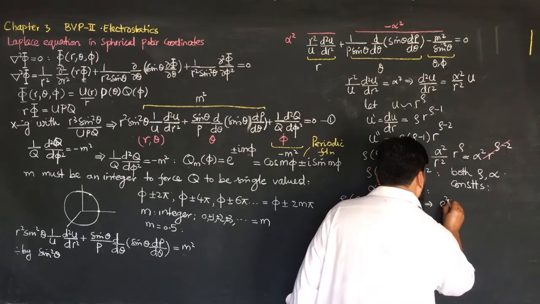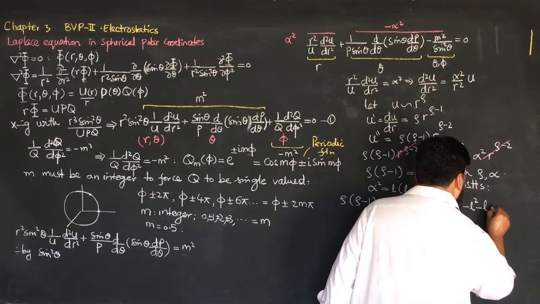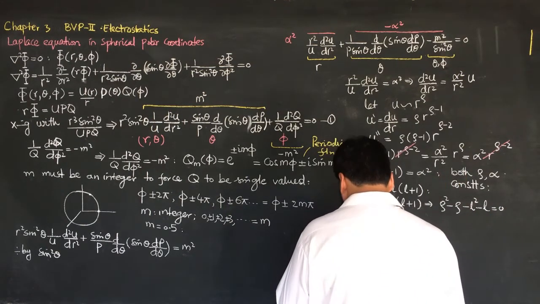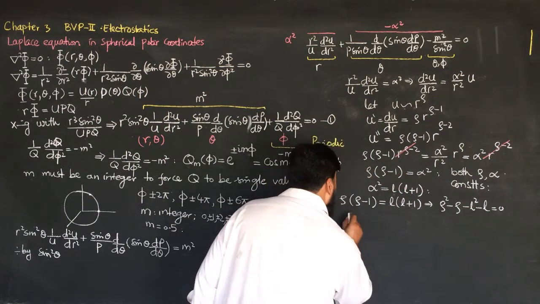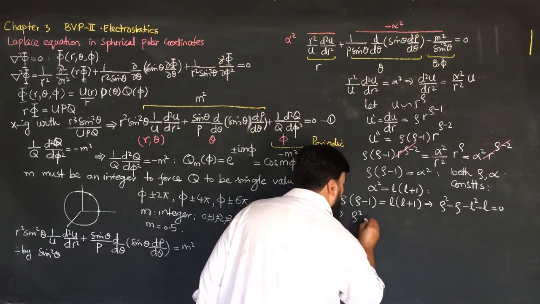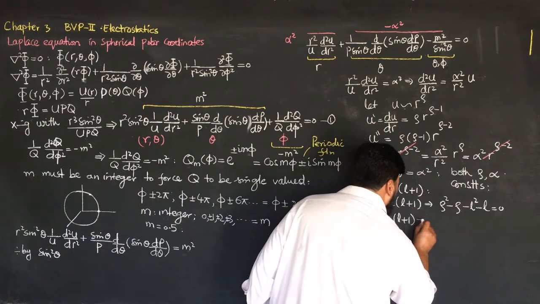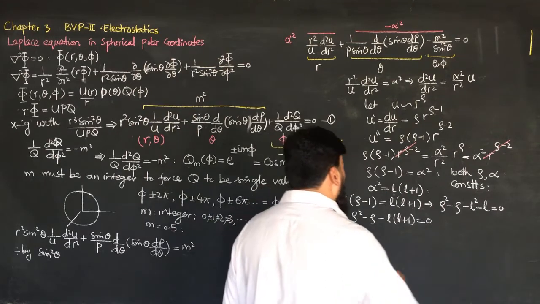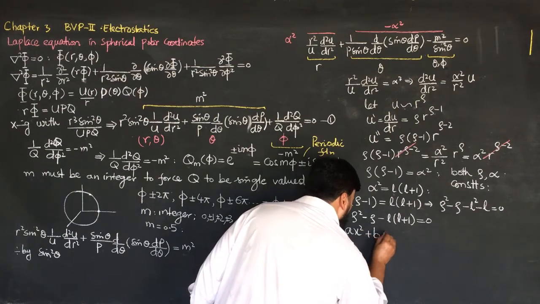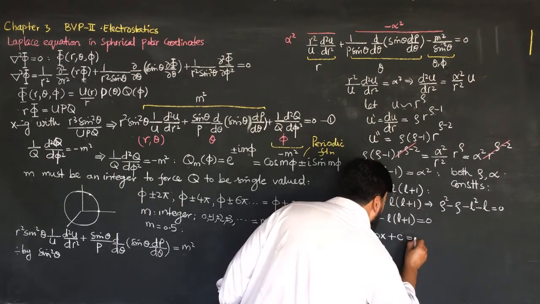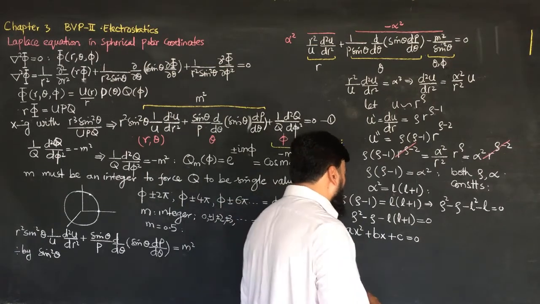is that rho square minus rho minus L square minus L is equal to 0, and this I can further write as rho square minus rho minus L into L plus 1 equals 0, which is a quadratic equation like ax square plus bx plus c is equal to 0. And we know how to solve a quadratic equation.